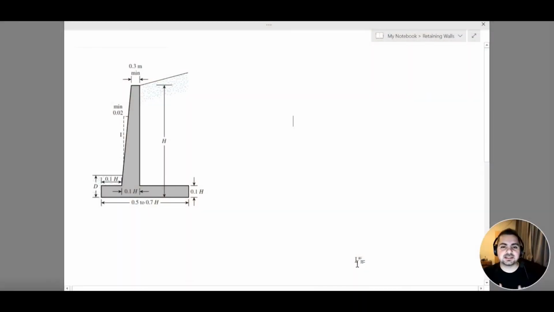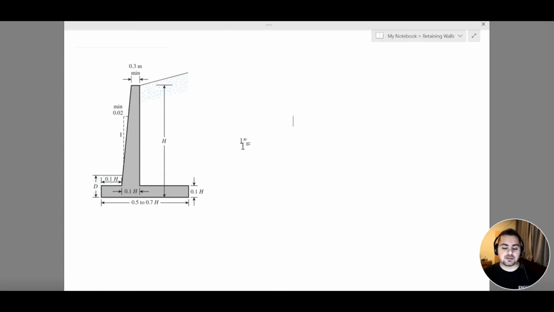Hello everyone, in this video we are going to start with the second type of retaining walls that we have, which is our restrained retaining wall system. This lecture is going to be a brief overview of our restrained retaining wall system, and in our next lecture we will start with the analysis and design of our retaining wall system using ASDIP.